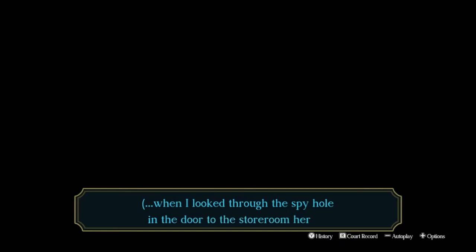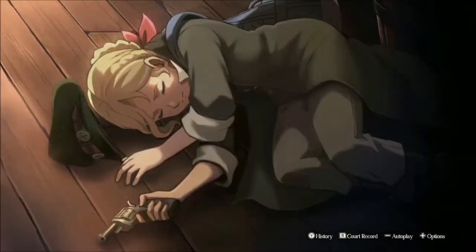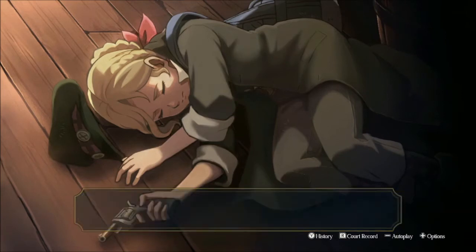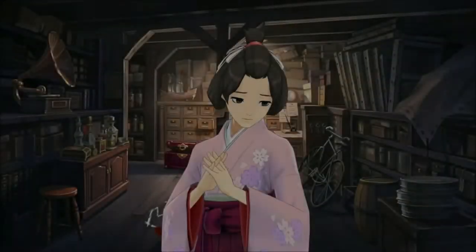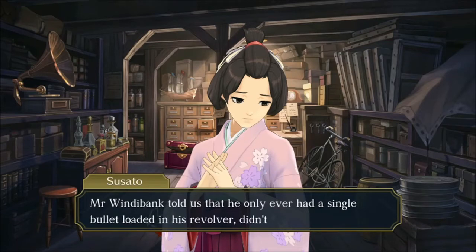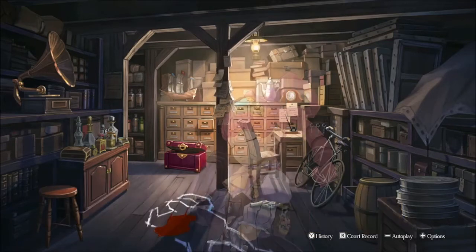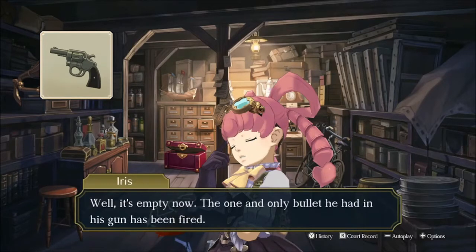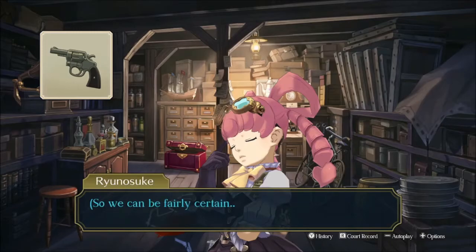Okay, so this is the victim's gun. Victim killed with his own gun. Gosh. Gina was definitely holding that gun in her hand. Ooh, that's right. The gun only had one bullet. This gun no longer has a bullet. Okay, so the only bullet was fired.